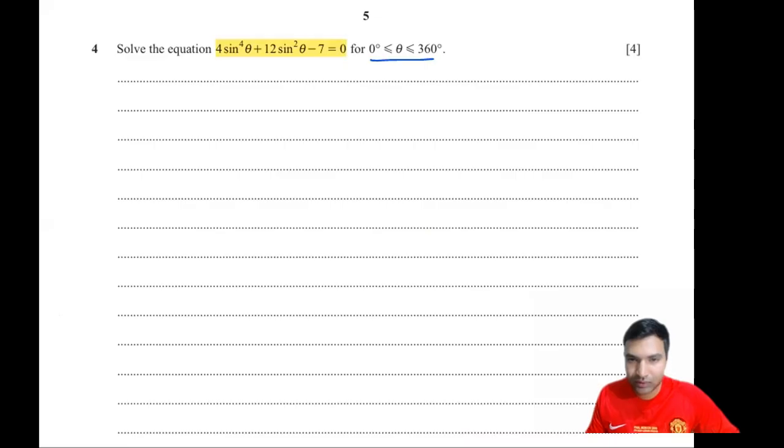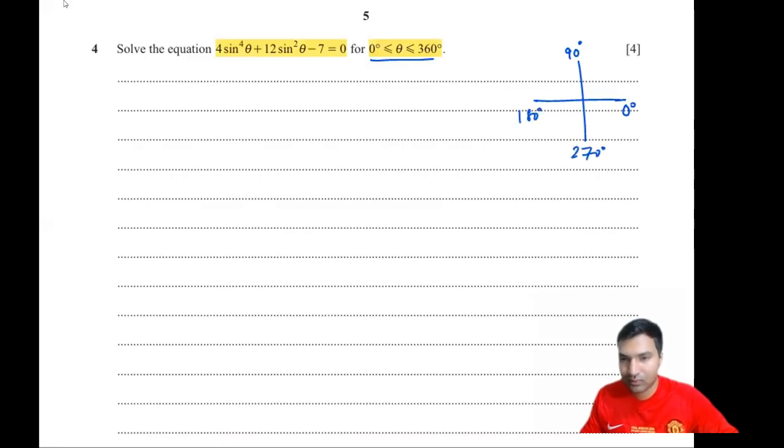And this is the domain: theta lies from 0 to 360, with 0 and 360 being inclusive. So that means my solution will lie in all four quadrants. That is what is given to us. 0 starts from here, goes till 90, 180, 270, and 360. This is the first thing you need to do, to define the quadrants and the domain.